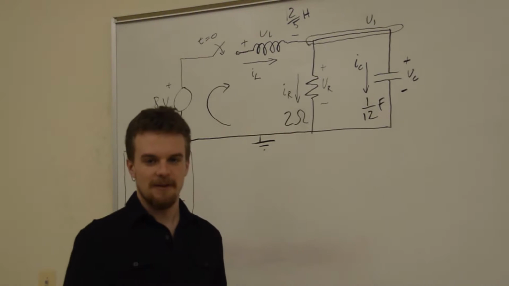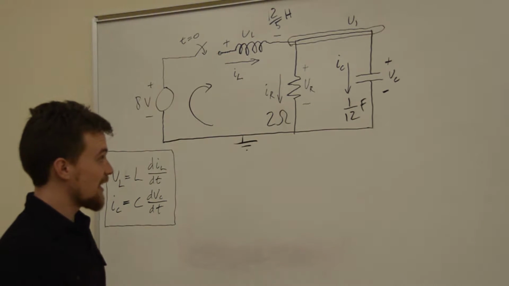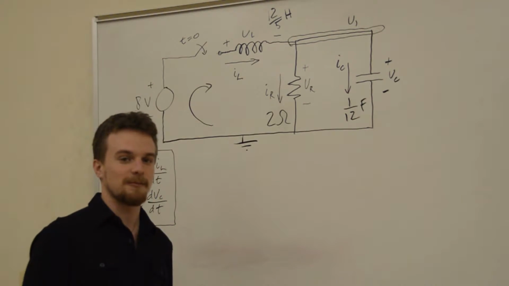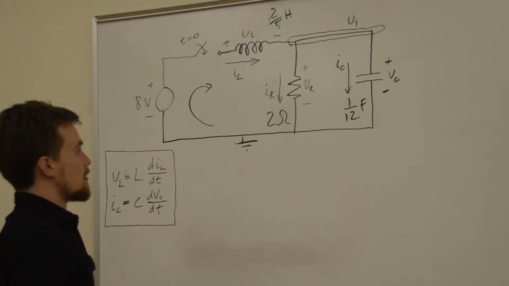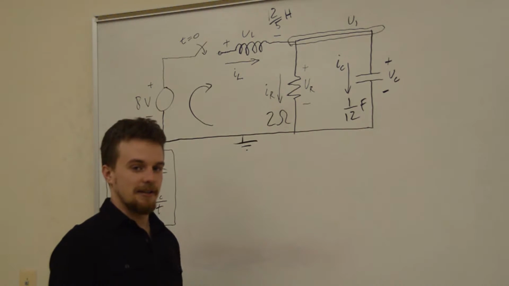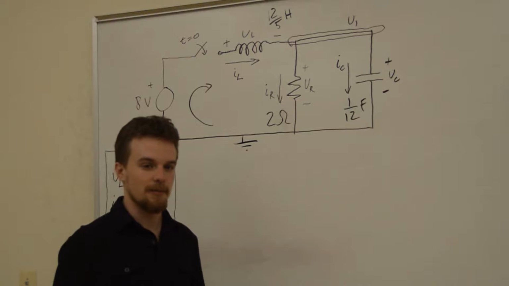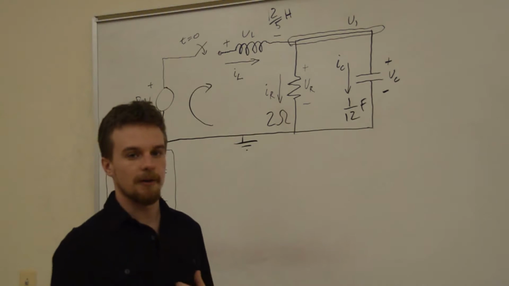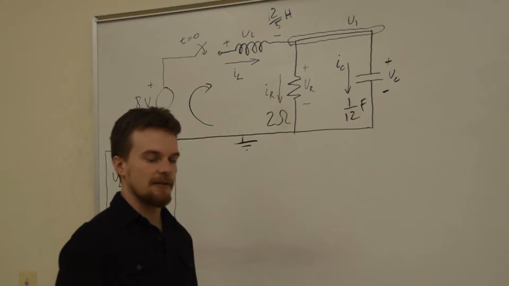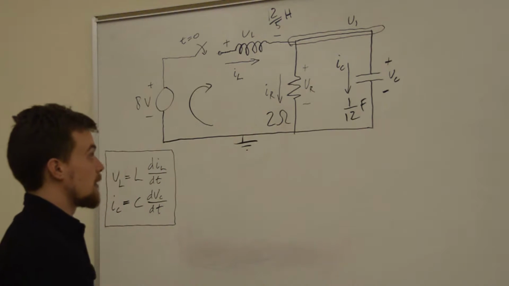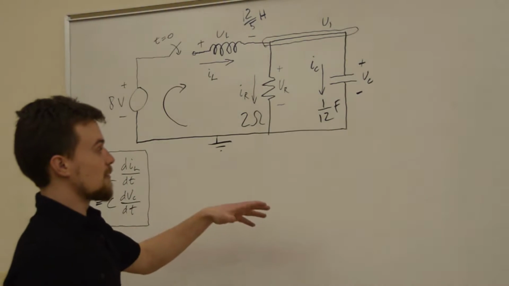Today we're going to solve a circuit that has a capacitor and an inductor in it. And anytime you have a circuit like this, it's called a second order circuit because our differential equation that we're going to come up with has a second derivative term in it. So we're just going to go through how to get this.